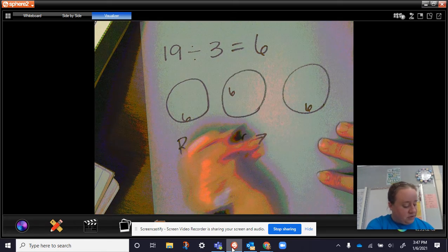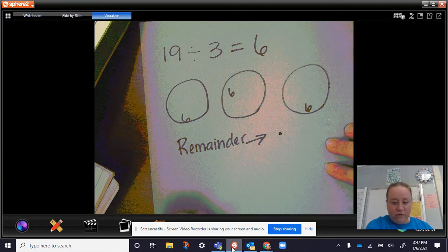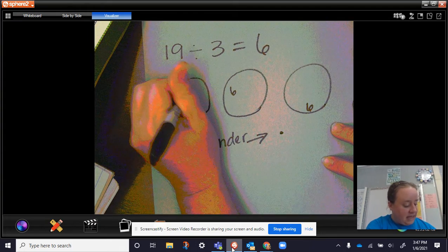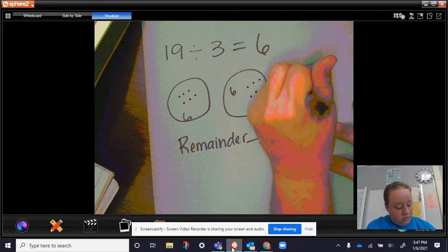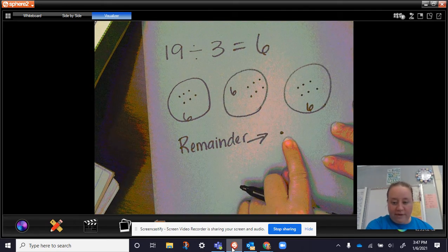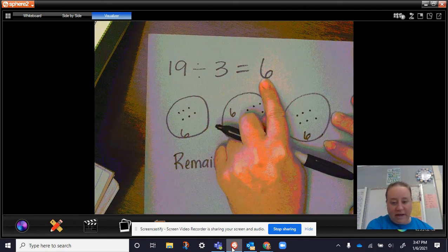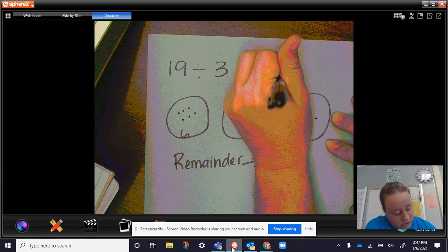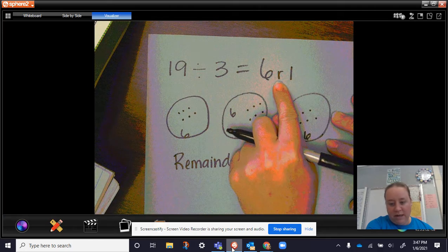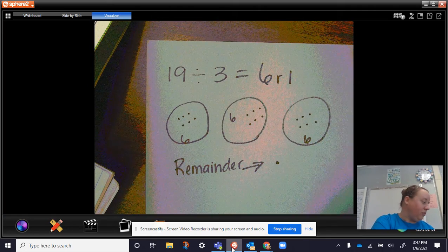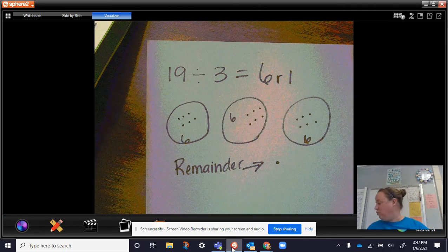Now the full answer, since we had that one that was left over: remember each of these had 6 in them, and then there was that one left over. So the way I would write this all the way out to show a remainder is I would put R for remainder and then 1. That was all we did in our notebook. So let me put this away.